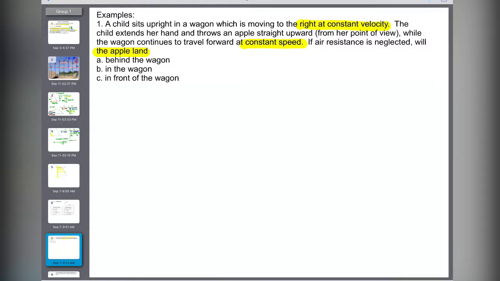land? Will it land behind the wagon, in the wagon, or in front of the wagon? So you can pause the video, write your answer down, decide on what you think. Okay, the answer is it's going to be in the wagon.